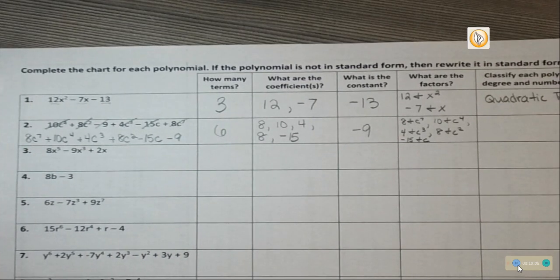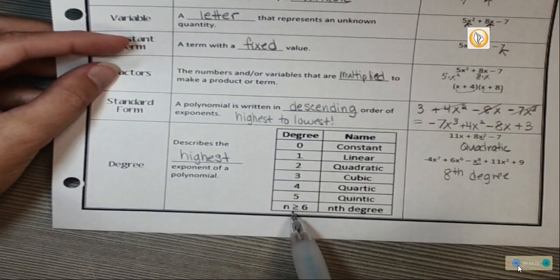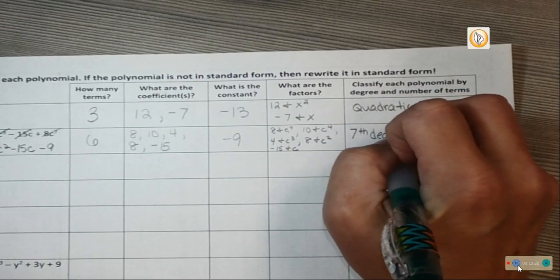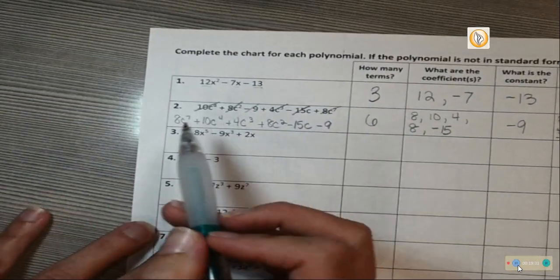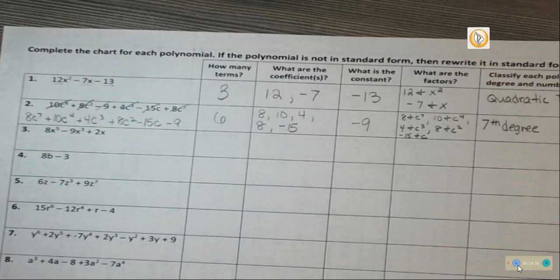All right, then the real most important focus of today is classifying this polynomial by degree and term. Degree is based on the highest exponent. What is your highest exponent? 7. All right, so 7 doesn't have a special name, so what will we call it? 7th degree. How many terms you got? A lot. You got more than 3, so we're going to call it a polynomial.